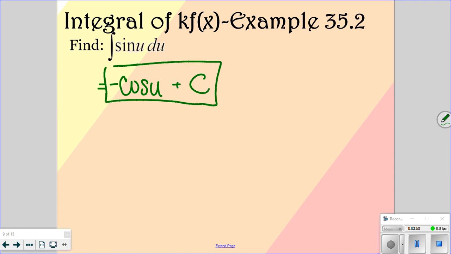If you're having trouble still, you can do this. A negative and a negative make a positive. So we have negative and cosine of u. And is the derivative of cosine negative sine? It is. And so that's another way you can do it if you would like to.